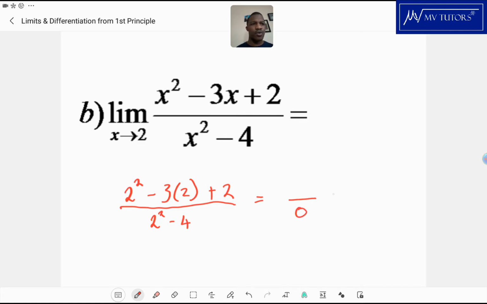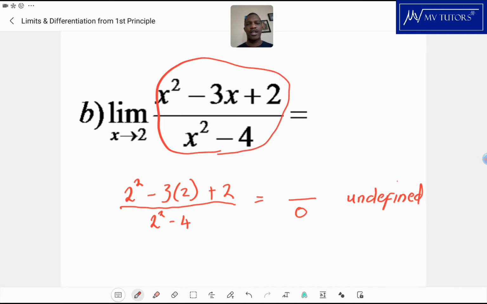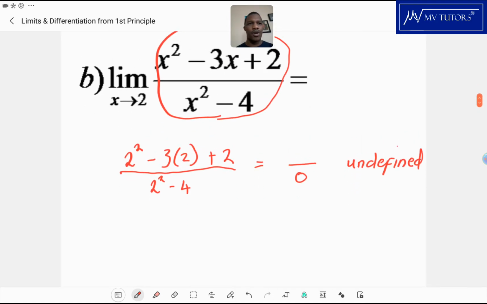Now this would give us an undefined solution, meaning you can't work it out any further. It's not going to work whenever you get a 0 as a denominator. So what do we have to do? We have to manipulate this entire equation such that we can substitute 2 and it doesn't give us a 0 at the bottom.